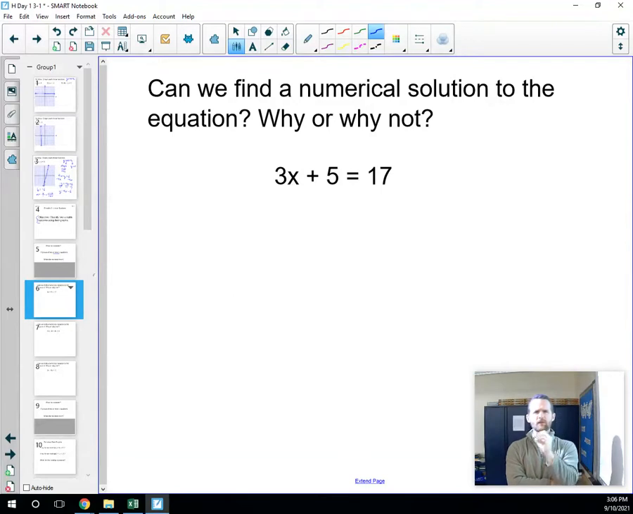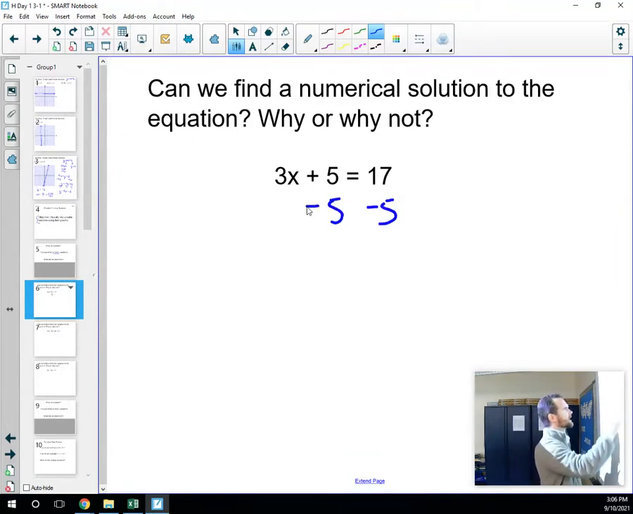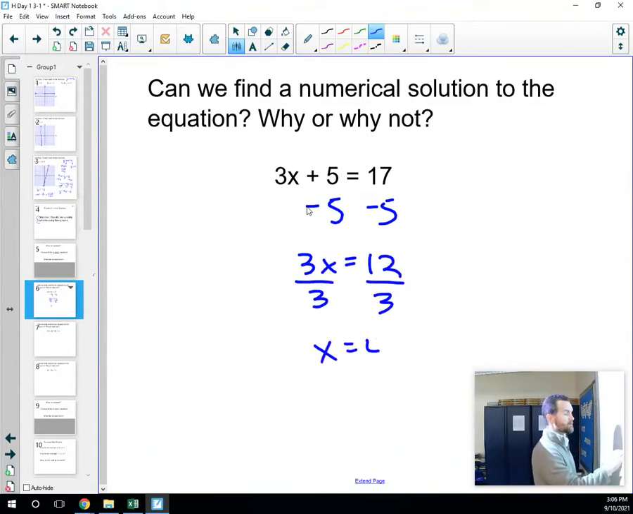So the question is, can we find a numerical solution, essentially a number answer, to the equation? Why or why not? So let's take a look here. It says 3x plus 5 equals 17. Can we find a number answer? Sure. Yeah, we can just take away 5 from both sides, and we end up with 3x equals 12. Divide by 3, and we get x equals 4. So yeah, that's our numerical answer. Yeah, we could find it, no problem.